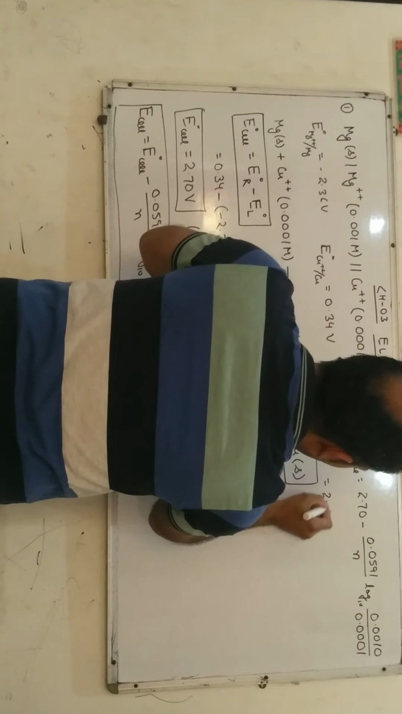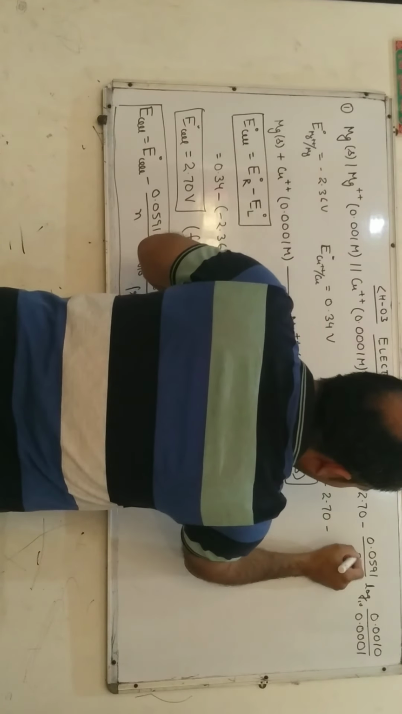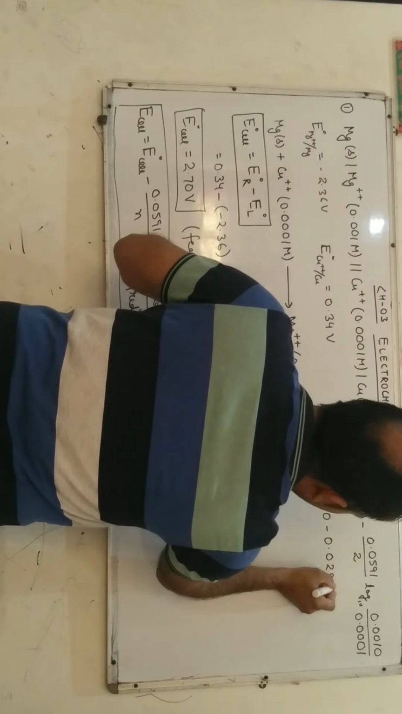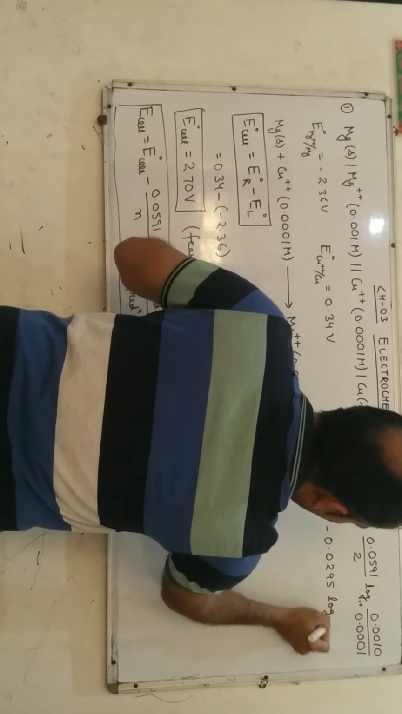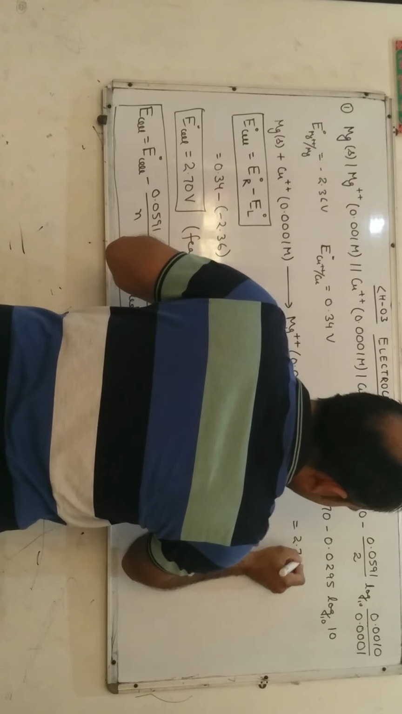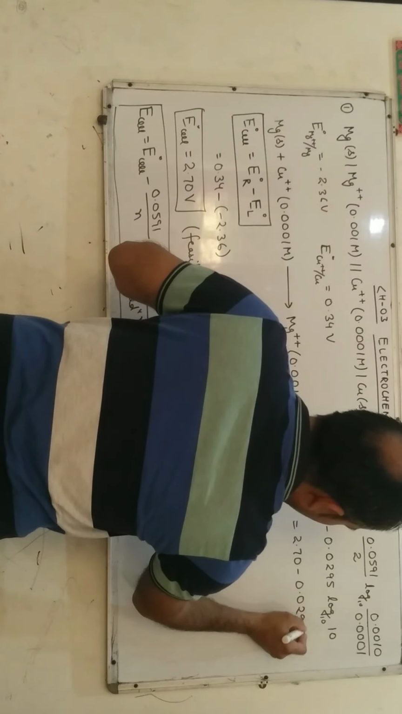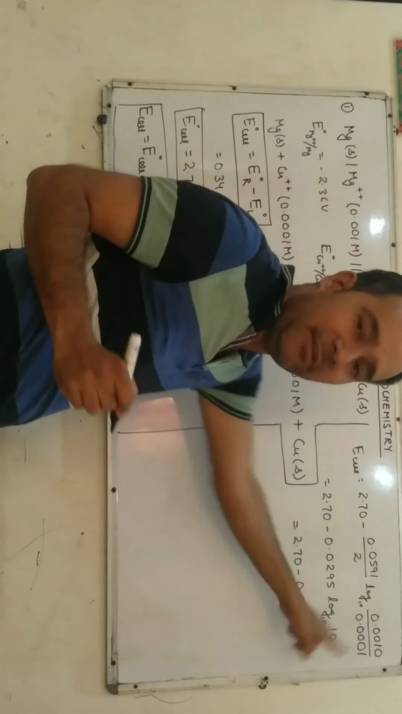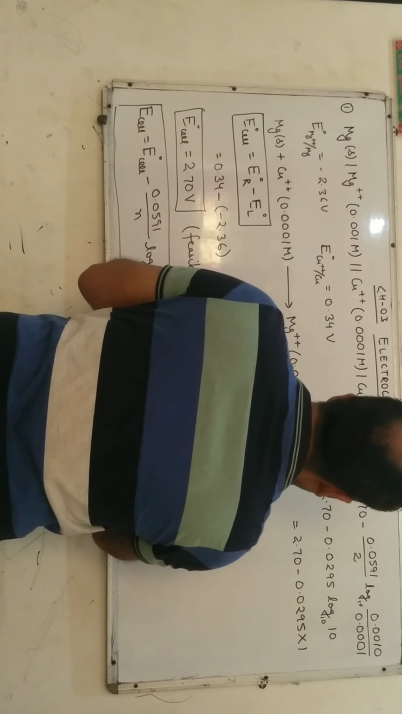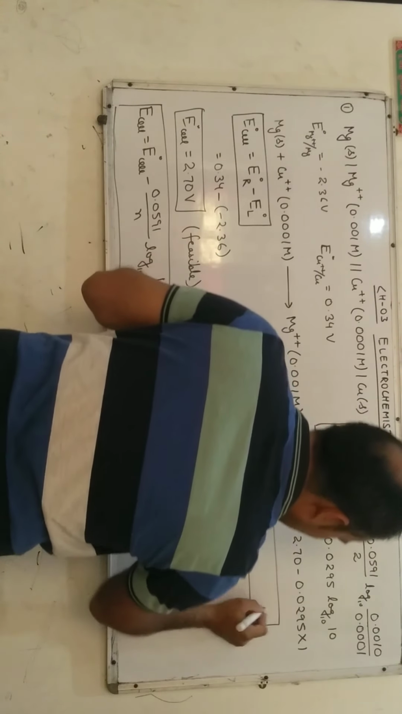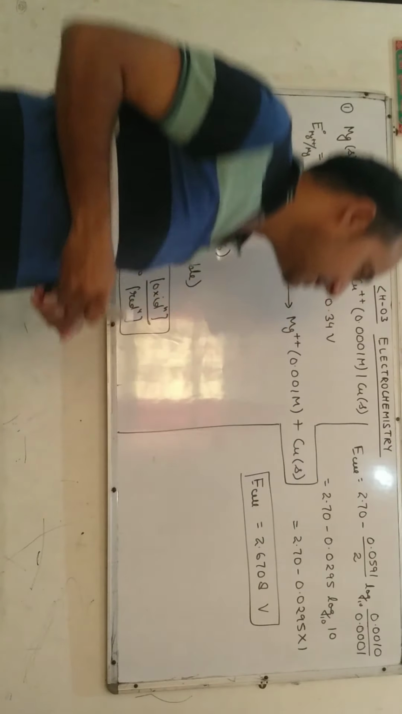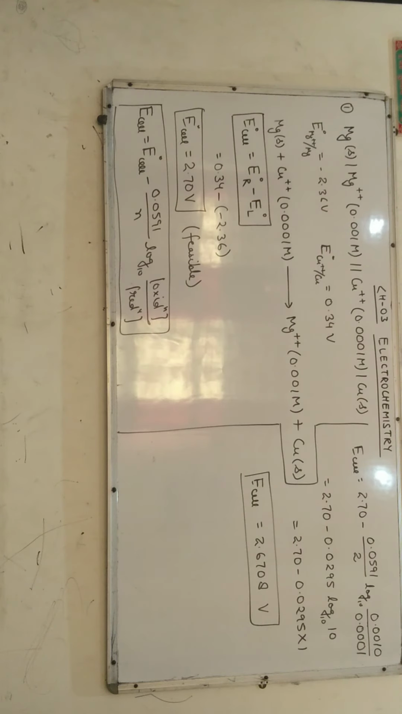Now we have 2.70. Here the value of n is 2 because 2 electrons are lost or gained. The value of the ratio comes out to be 10, so log base 10 of it is 1. Now we have 2.70 minus 0.0295 into 1, because the log base 10 value is 1. Now on solving we get the value of E cell in volts. The accurate answer comes out to be 2.6708 volt.